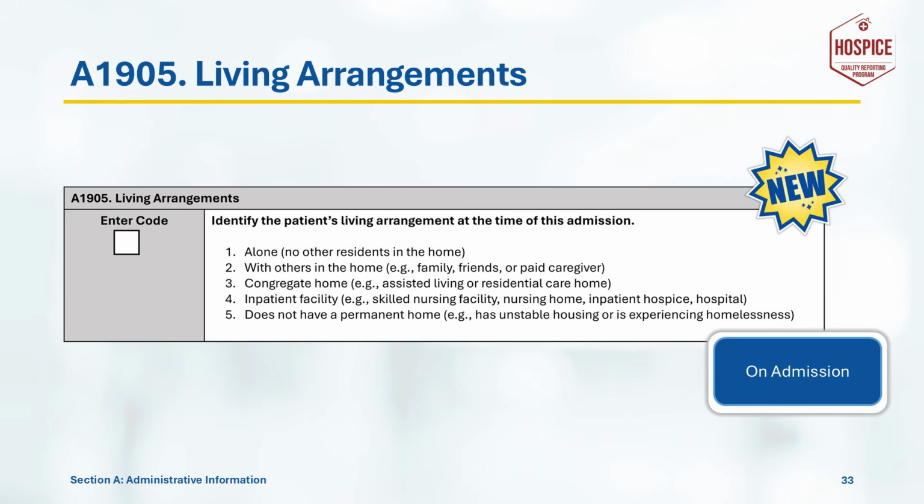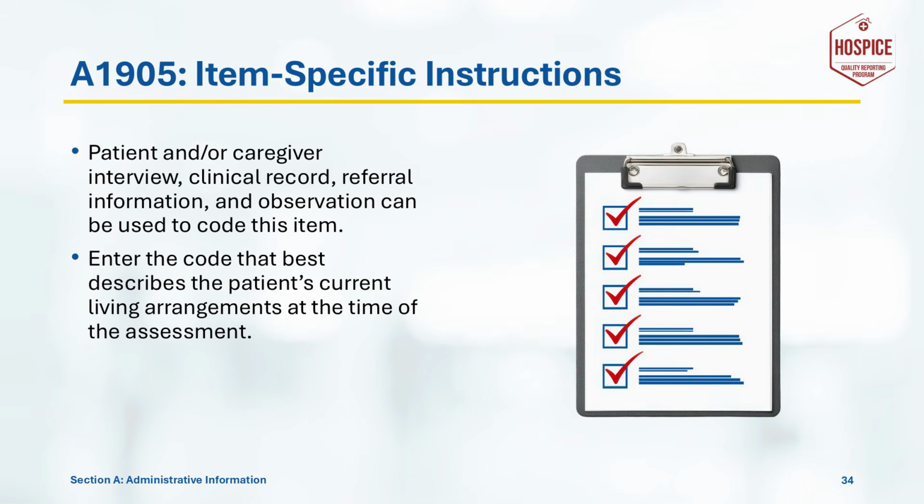A1905 living arrangements is the fourth of our 5 new items in Section A. It is asking about the patient's living arrangements at the time of the admission. Choices include living alone, living with others, or in a congregate home or a facility. There is also a response option for not having any permanent home, either unstable housing or someone who's experiencing homelessness. A variety of sources can be used to complete this item: patient and/or caregiver interview, the clinical record, the referral information, and your own observation. You would enter the code that best describes the patient's current living arrangements at the time of the assessment.